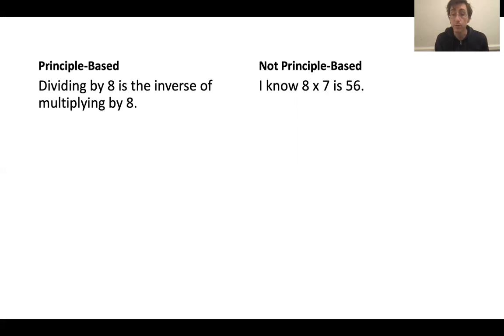Not principle-based would be valid, but also having no principles present. So I know 8 times 7 is 56 is in some sense a good explanation because it clearly provides kind of evidence of thought, and it gives you a sense of how this person figured it out, but it's not an articulation of any general principles that might be useful to the student beyond this specific case. We're not articulating anything explicitly that might be useful for later.